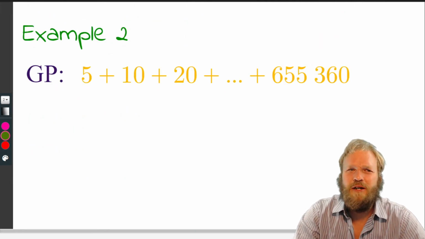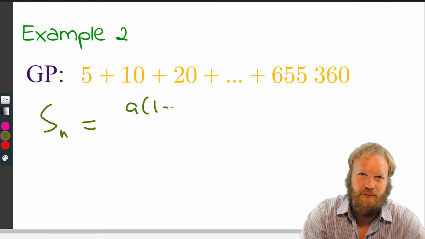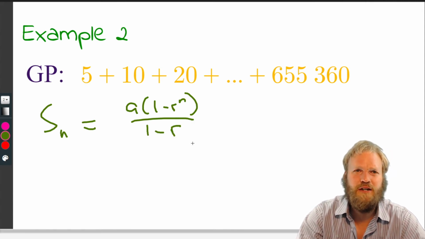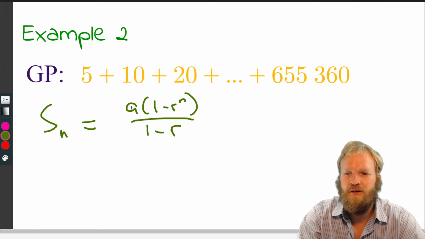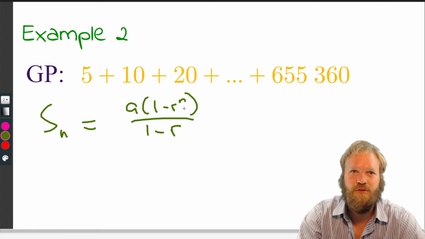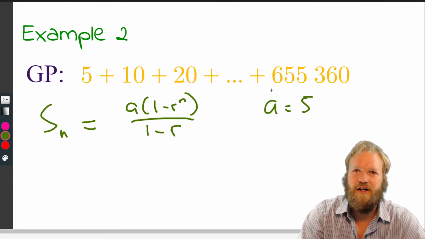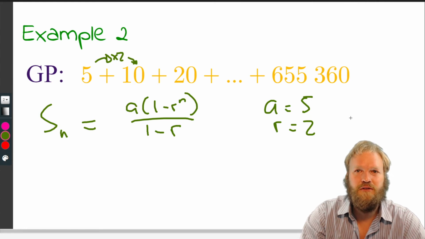5 plus 10 plus 20 plus, and so on. Sn equals A times (1 minus R to the n) over 1 minus R. Bits of that we need to work out. What are the variables that we should have? Well, we should have n, a, and r. A, that was easy. What's A? 5, right? There it is, first term. What's our constant ratio? Well, clearly we're multiplying by 2 here, because 10 over 5 gives us 2.